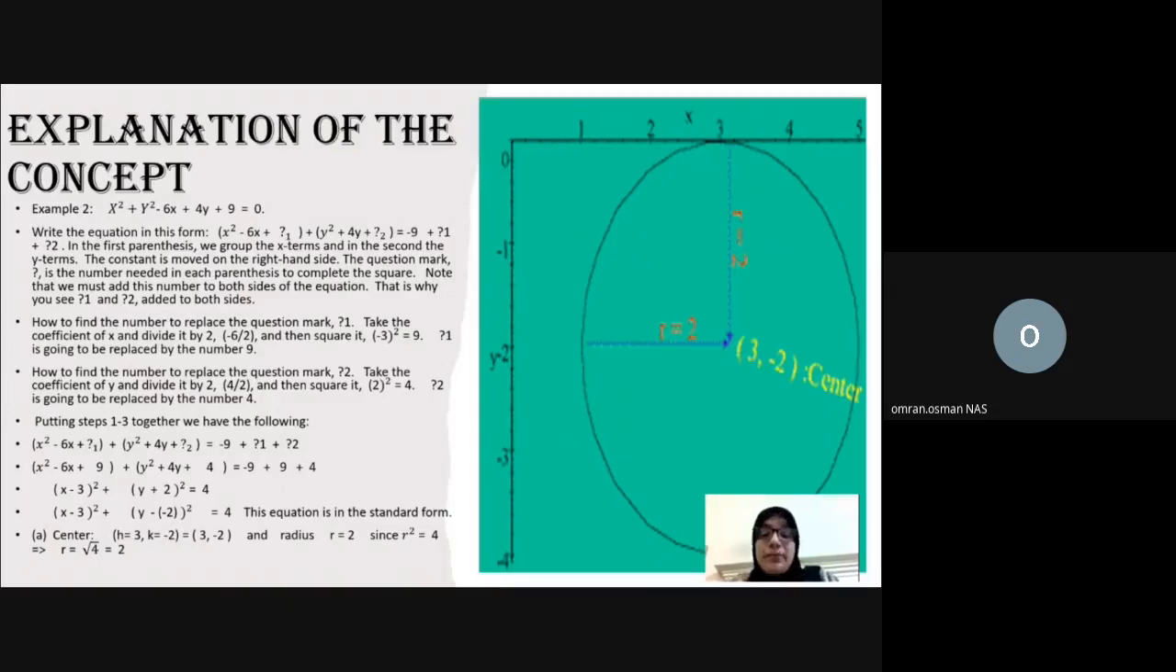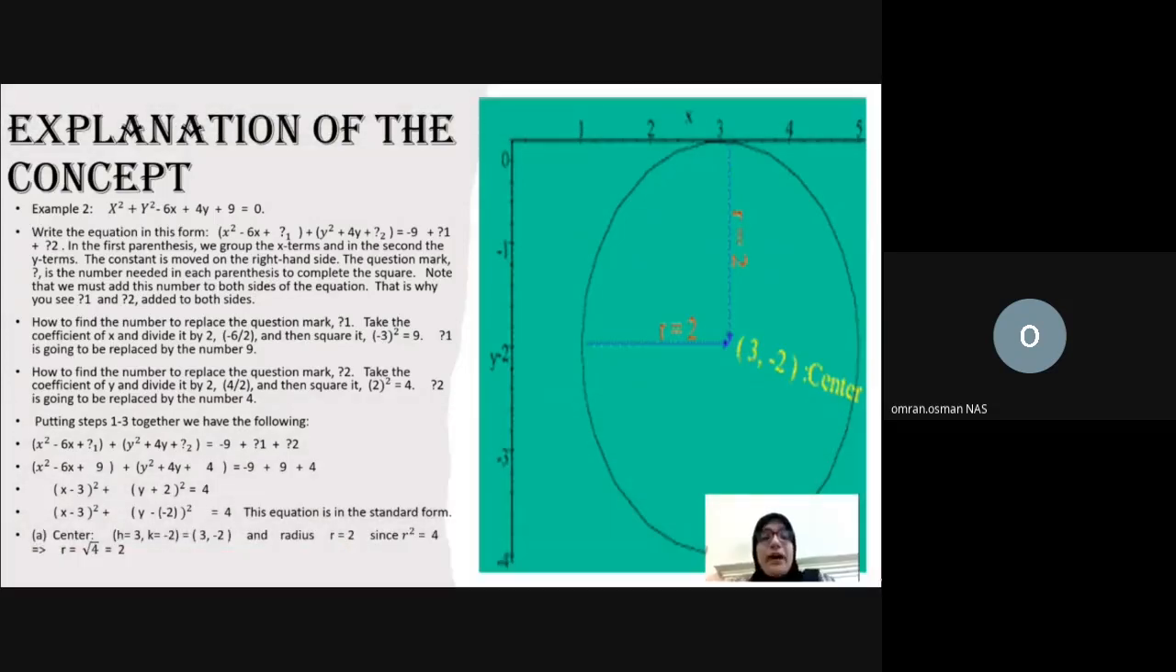These two numbers that we found, we should add them with the number that is outside the equal sign. So when we add them, negative 9 plus 9 plus 4 is equal to 4.